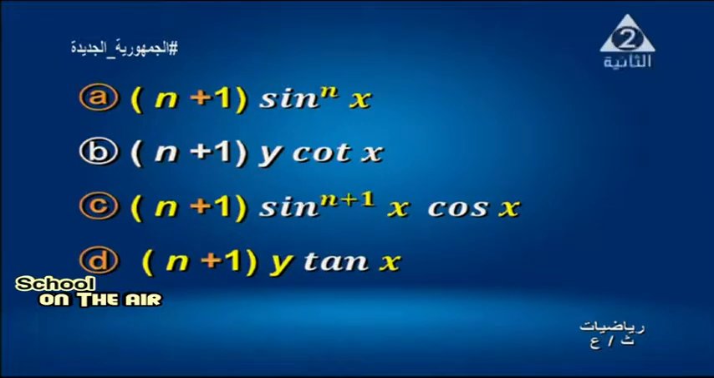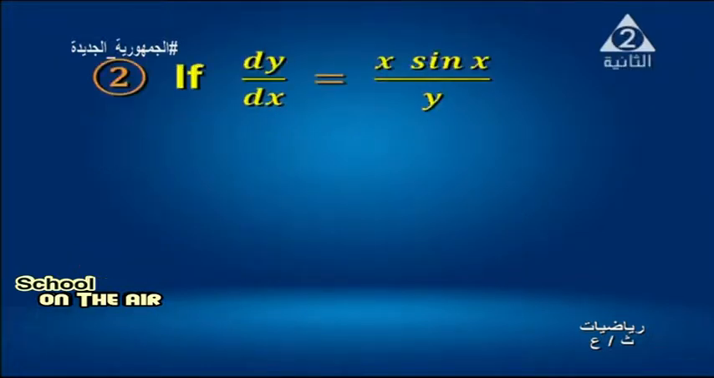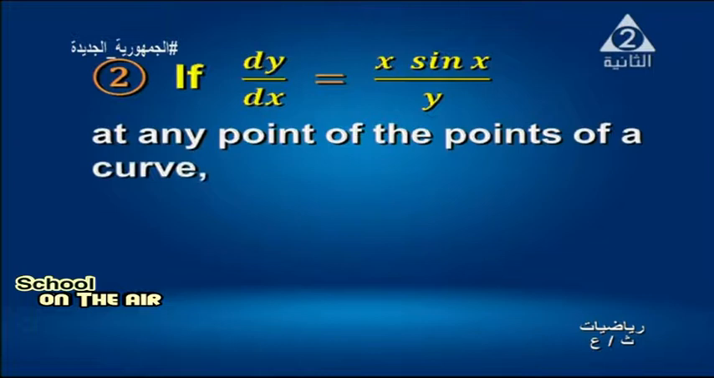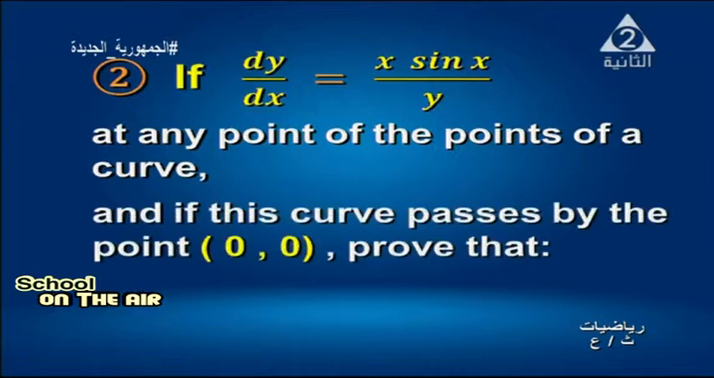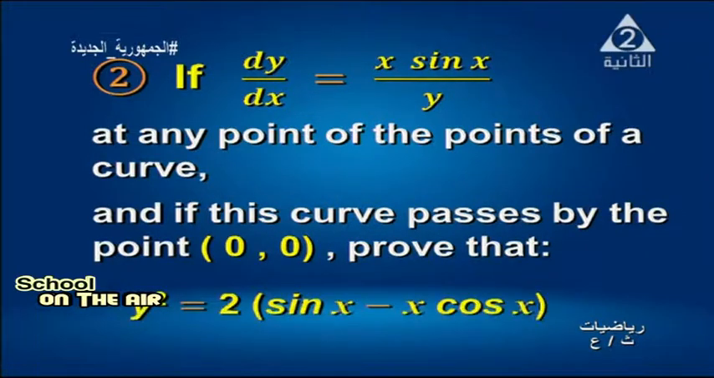Number 2, if dy dx equals x sine x over y at any point of the points of a curve, and if this curve passes by the point 0, 0, the origin point, then prove that y power 2 equals 2 multiply between two brackets sine x minus x cosine x.